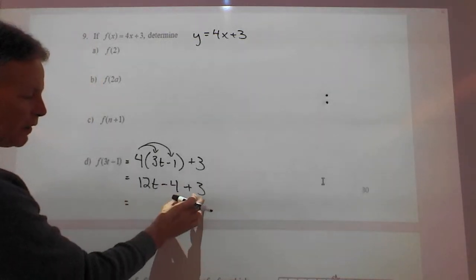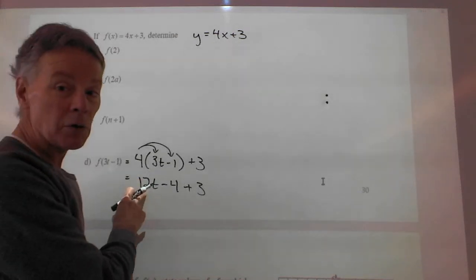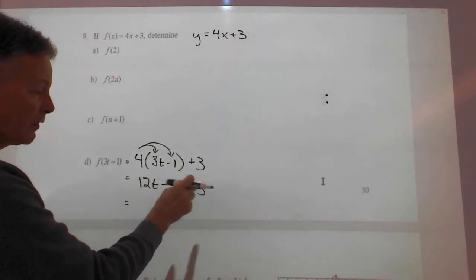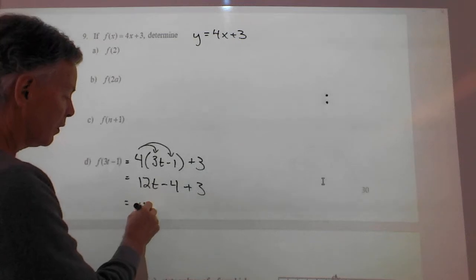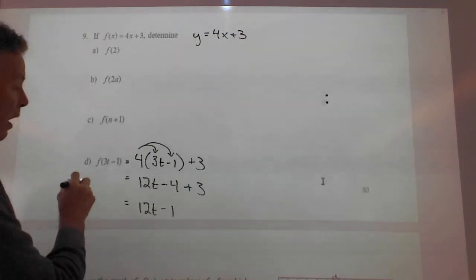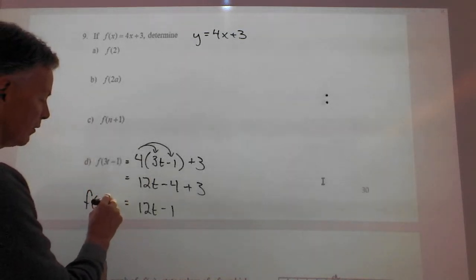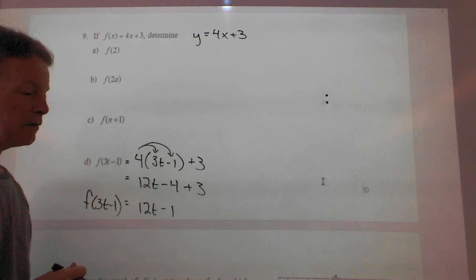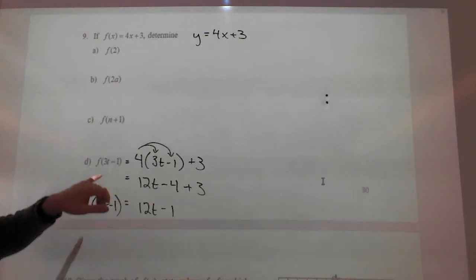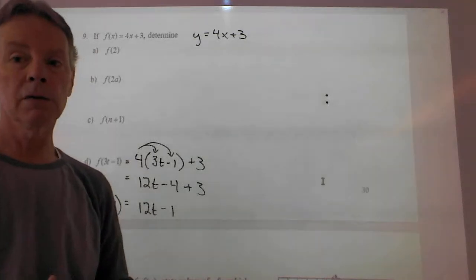We can simplify some more. These are like terms. They can be combined. We can't combine anything with this because nothing else has a t in it. So 12t minus 1. So f at 3t minus 1 equals 12t minus 1. So when x equals this, y equals that. Okay?